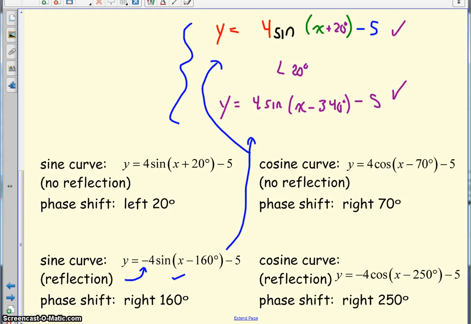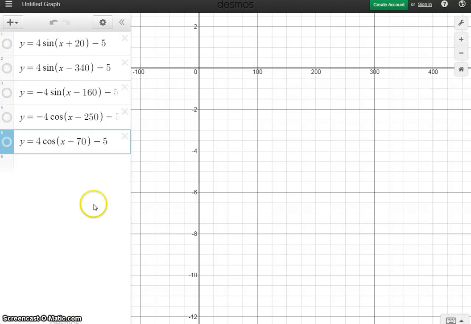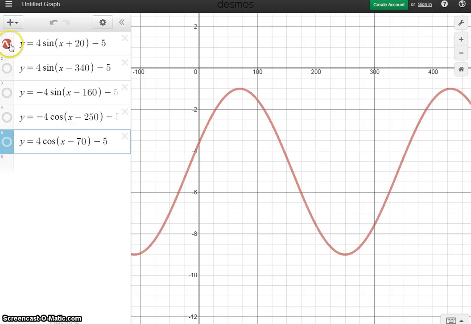I'll just prove it to you using Desmos. Okay, so here are all our possible equations typed in. You can see there's the first one I came up with, and all of a sudden a second one, same graph, same graph, and same graph. Okay, so all of these are perfectly equivalent answers. It'll all be perfectly valid on a test or quiz.